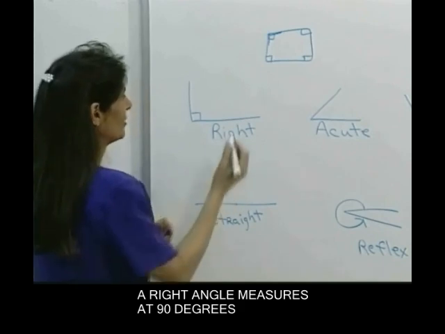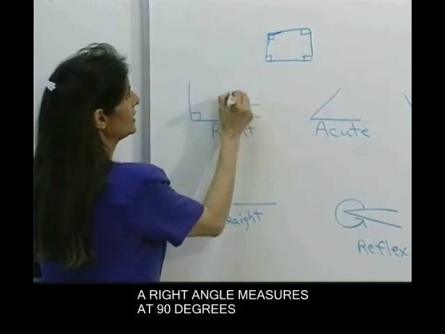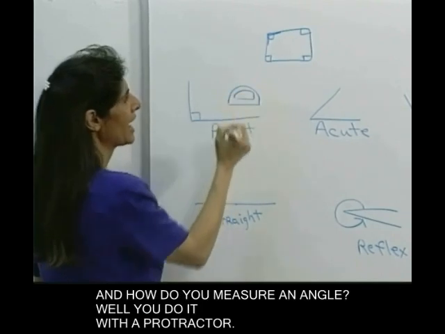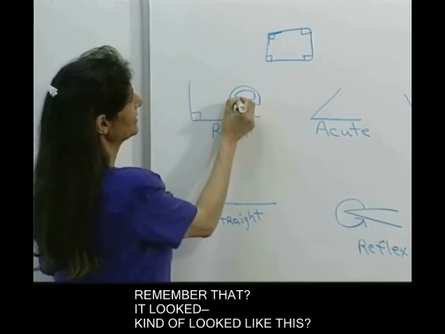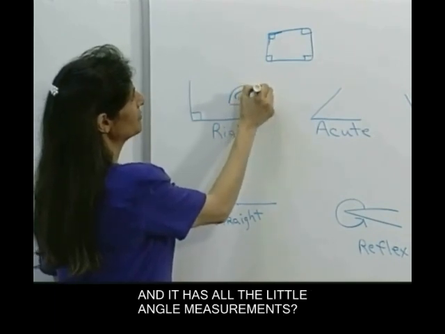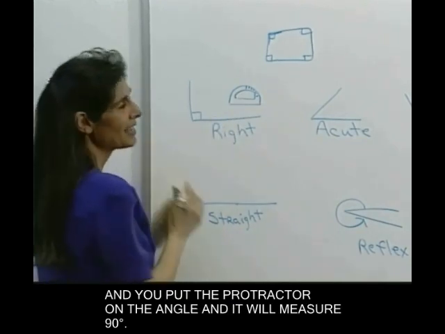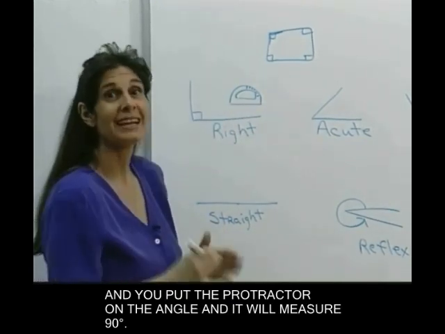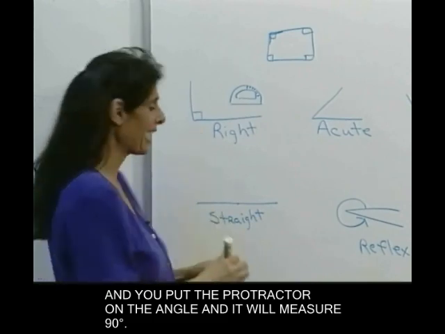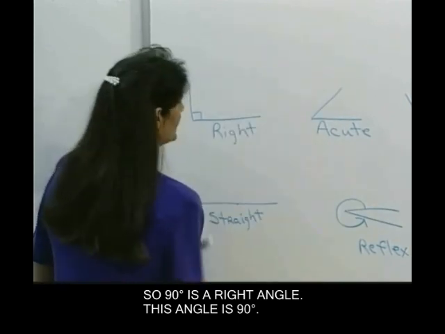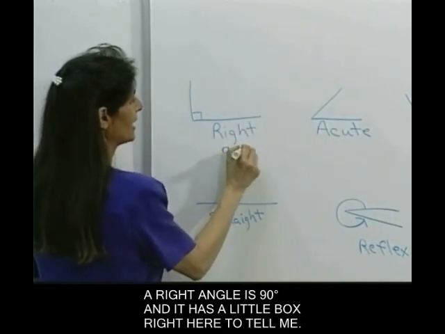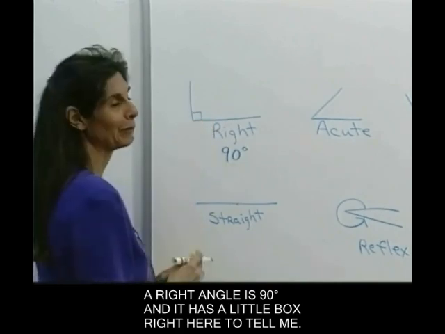A right angle measures 90 degrees. And how do you measure an angle? Well, you do it with a protractor. Remember that? It kind of looked like this, and it has all the little angle measurements. You put the protractor on the angle, and it will measure 90 degrees. So 90 degrees is a right angle. This angle is 90 degrees. A right angle is 90 degrees, and it has a little box right here to tell me.